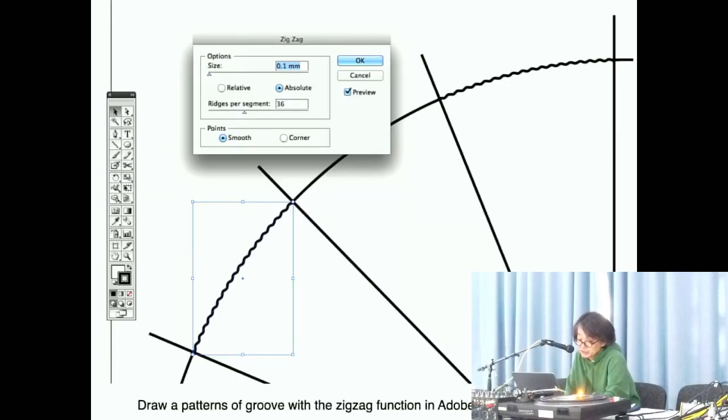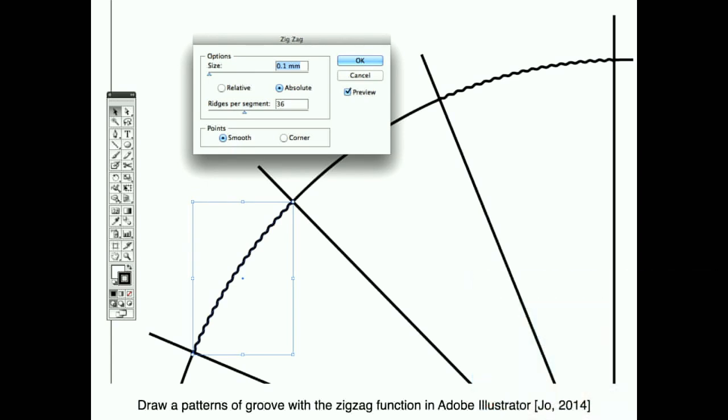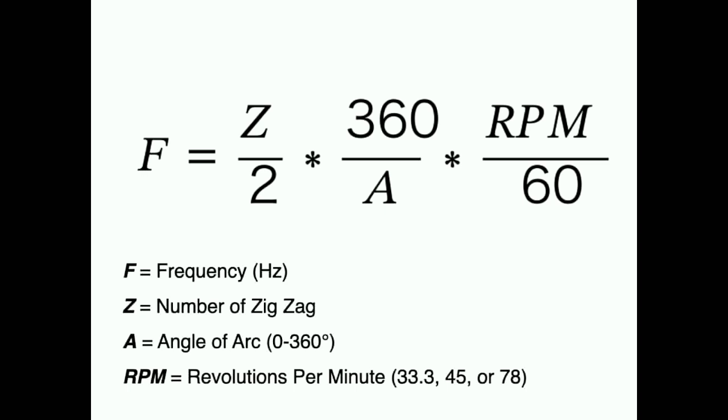Instead of using the vibration of the original sound, we visually draw a pattern of grooves with a conventional vector graphics application, namely Inkscape or Adobe Illustrator. In the case of Illustrator, the amplitude of the waveform is defined by the size of the zigzag, while its frequency is determined by the number of ridges per segment according to the following algorithm. Here, F stands for frequency, Z stands for the number of zigzags, A stands for the angle of arcs from 0 to 360 degrees, and RPM stands for revolutions per minute: 33.3, 45, or 78.